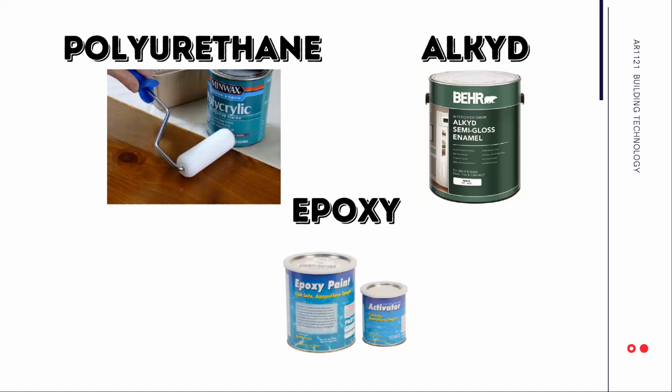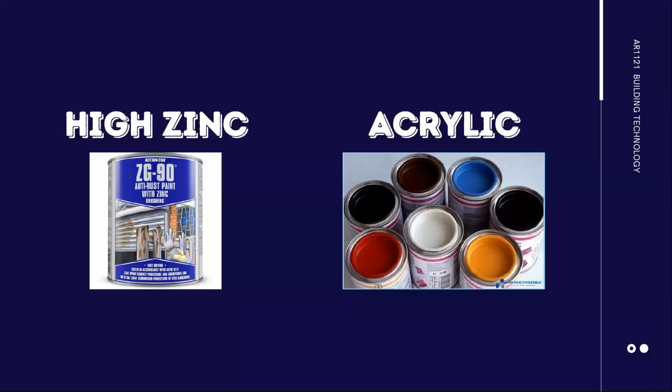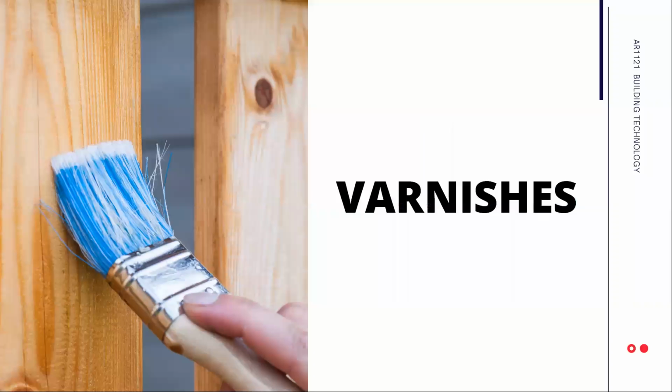High zinc coatings are particularly useful on steel as they provide both galvanic and barrier protection. Lastly, acrylic paints. Acrylic paints are useful as primers to promote adhesion. Acrylic paints tend to use fewer additives than other paints. And that's all for paints.